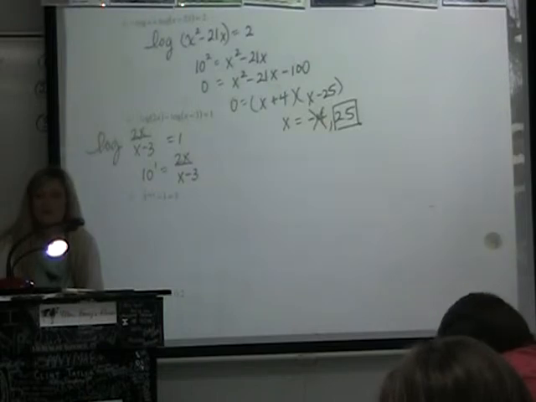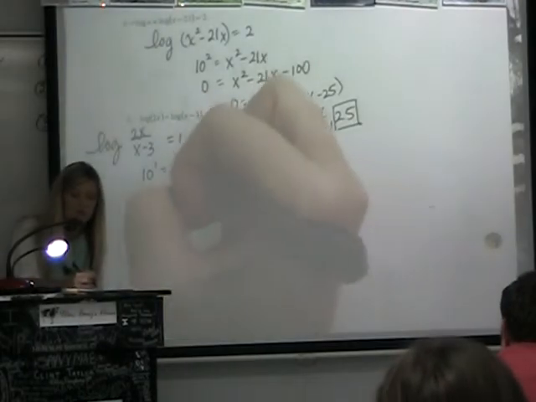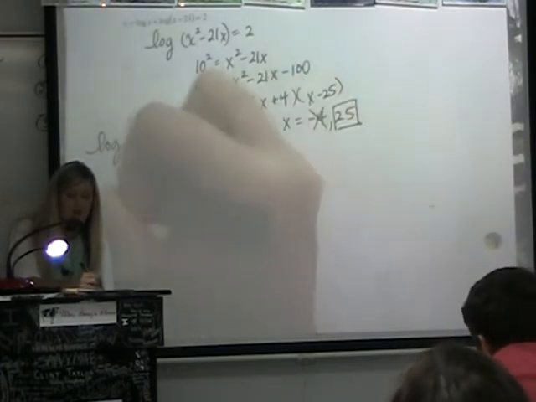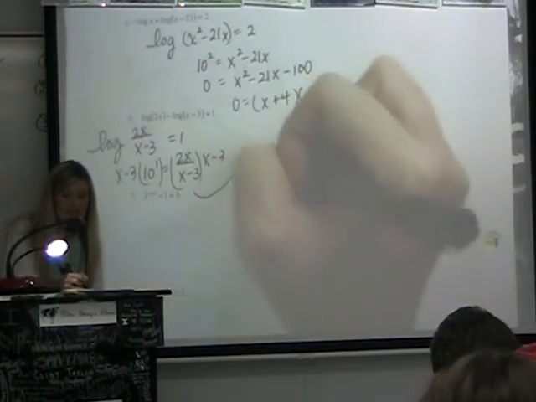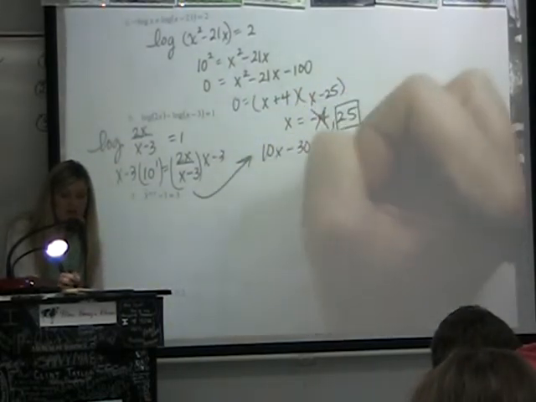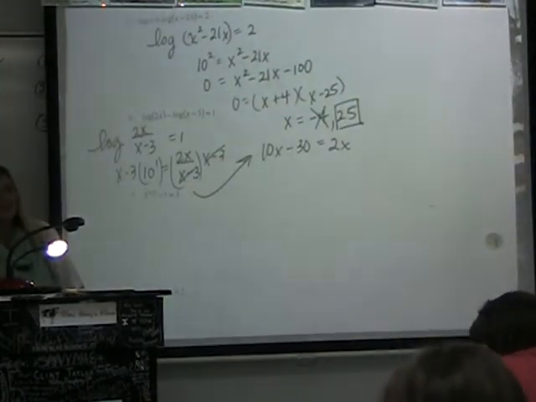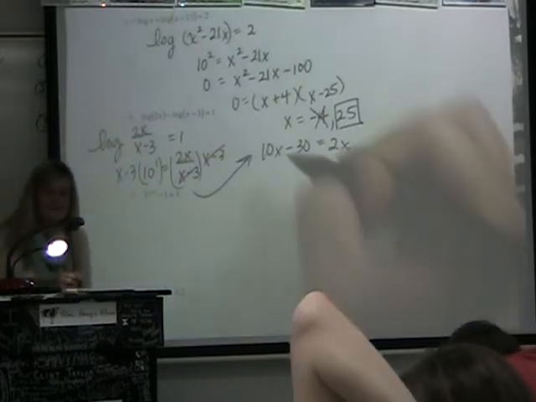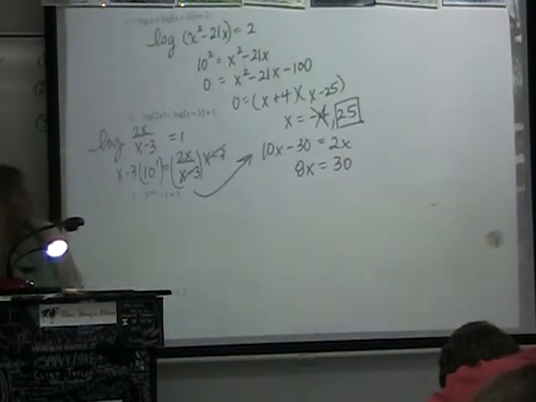Then what? Multiply by x minus 3. Multiply by what? X minus 3. Yeah, multiply by x minus 3 on both sides. Clear your fraction, and you get 10x minus 30 equals 2x, because you have to distribute the 10 to both the x and the negative 3. Then I get 8x equals positive 30, because I'm going to subtract 2x and add 30 in the same step.